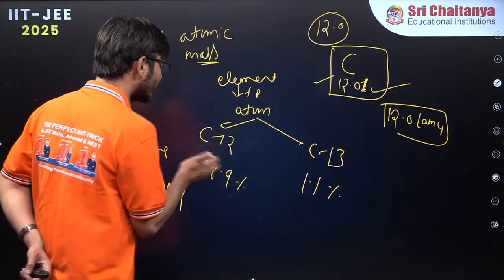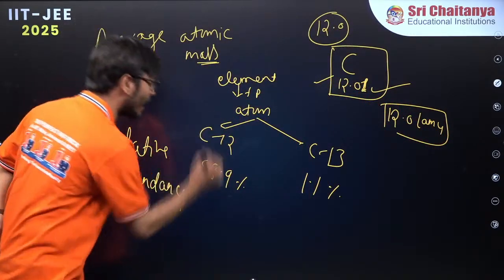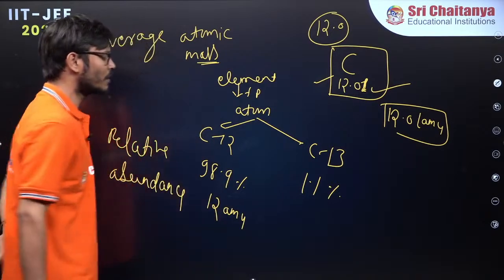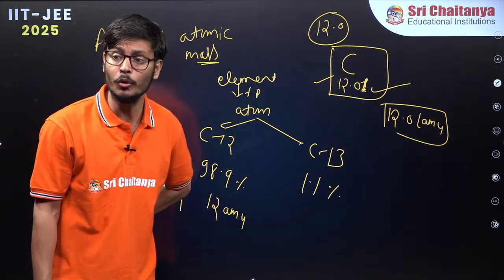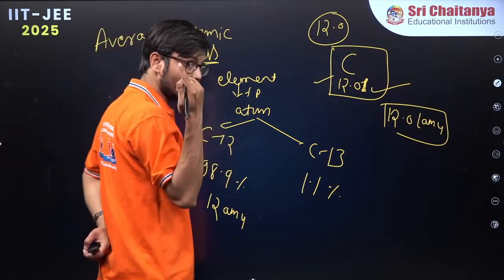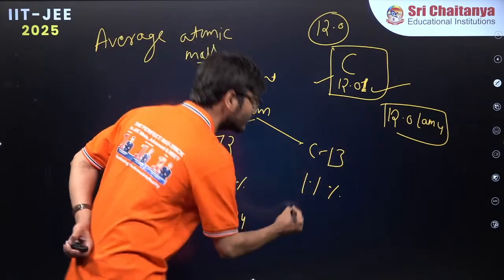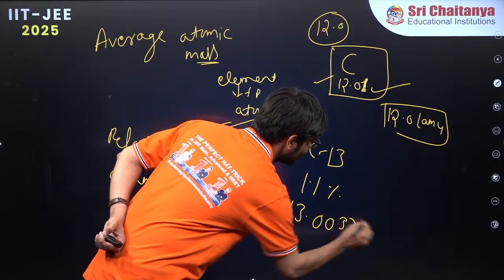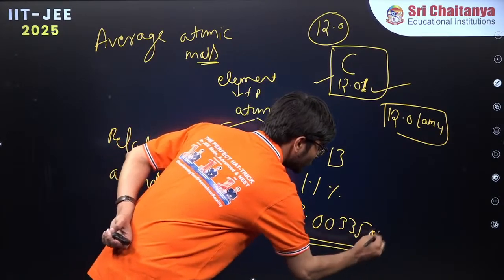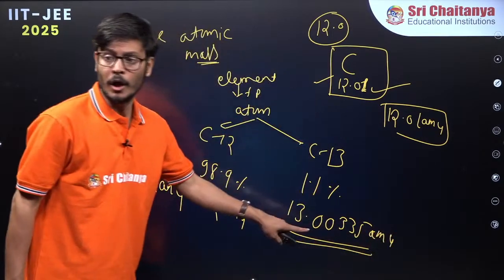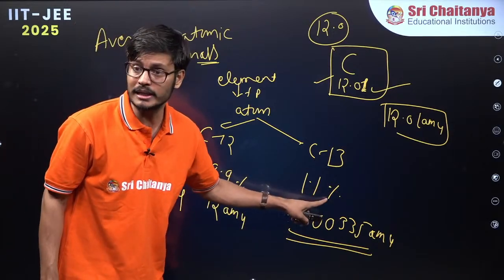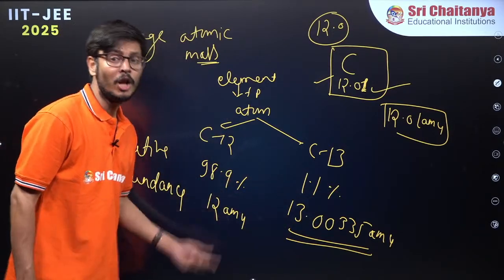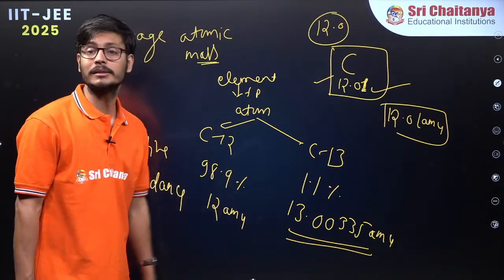And what is the mass of carbon 12? The mass of one atom of carbon 12 is 12 AMU. But the mass of carbon 13, why is it written as 13? Because its mass was found to be 13.00335 AMU. In nature, 1.1% is carbon 13, and 98.9% is carbon 12, which has 12 AMU mass.